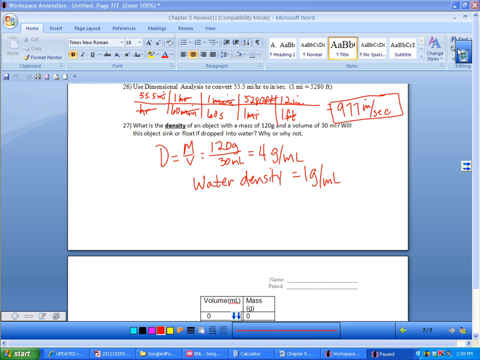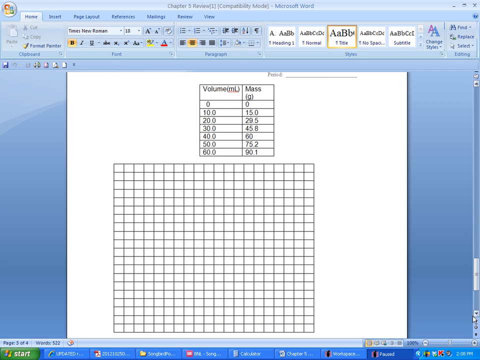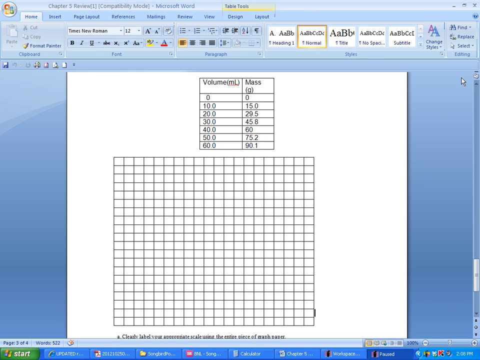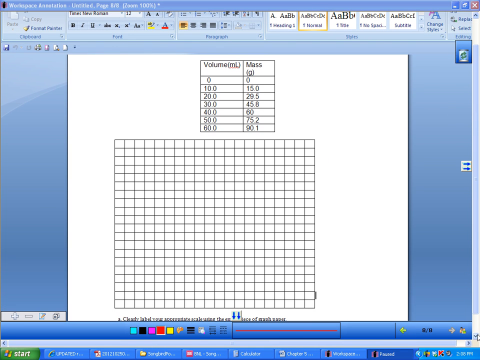Okay, let's go on to the last part of the test. Okay, so here you were given some data, and you were asked to do some things with that data. First thing you have to realize is mass goes over here, and it's in grams. Volume goes down here, and it's in milliliters. So I need to mark these off.